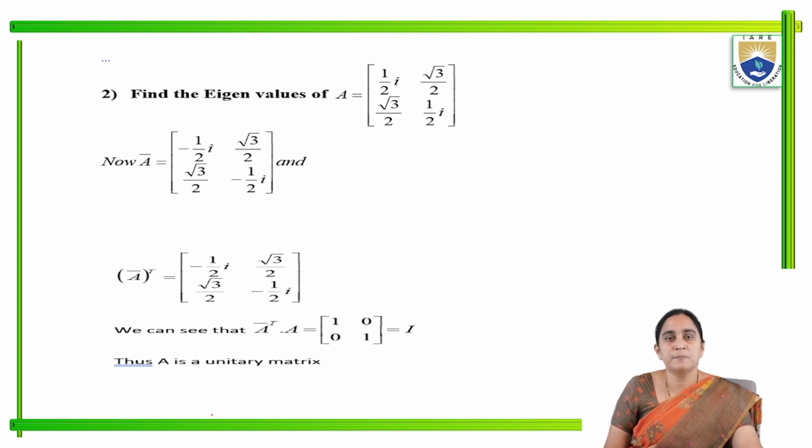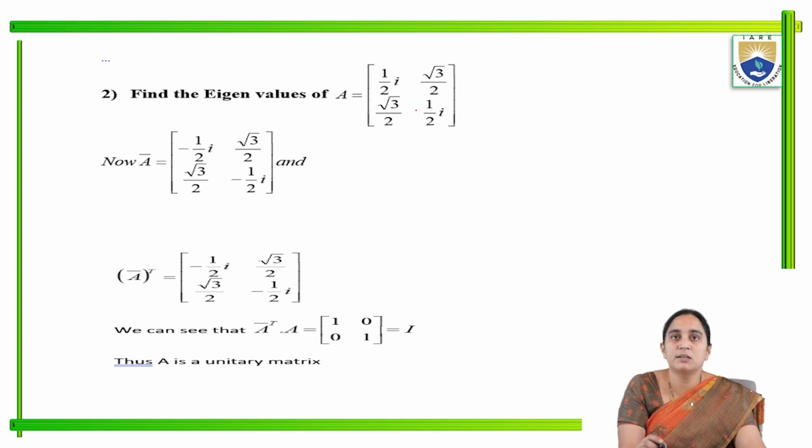Before going through that, in that question they are asking to show that the matrix is unitary. For that, first I have to prove that the matrix is unitary. What is the condition for unitary? A into A bar whole transpose is equal to I.